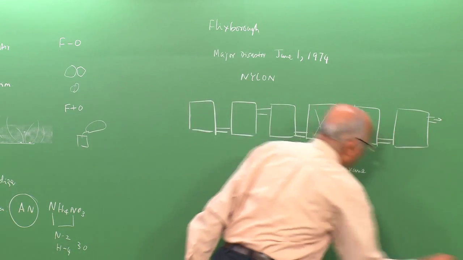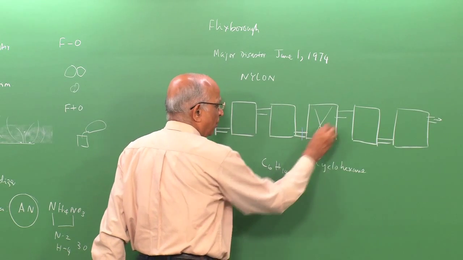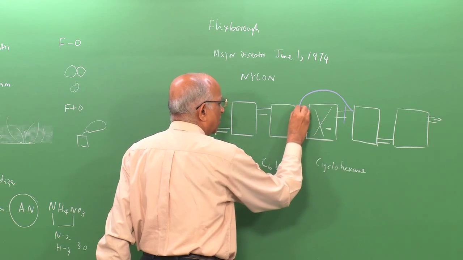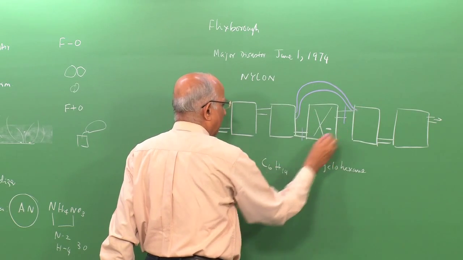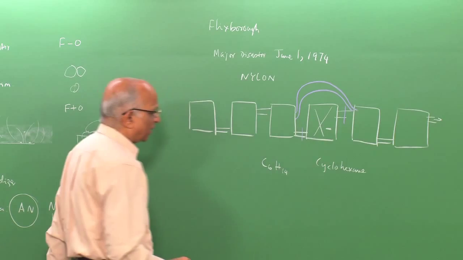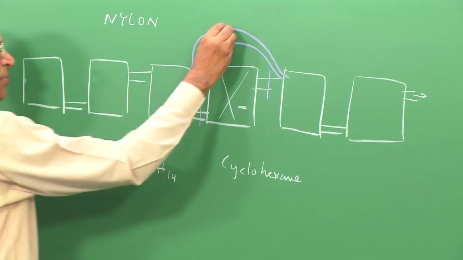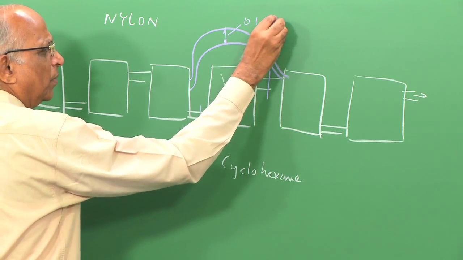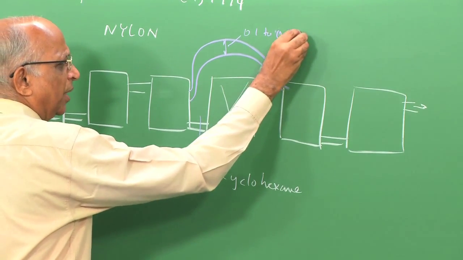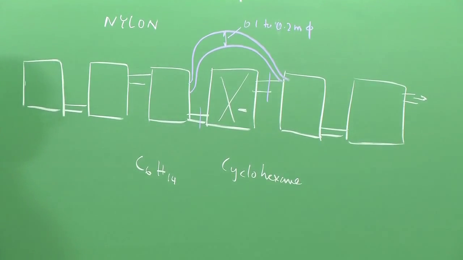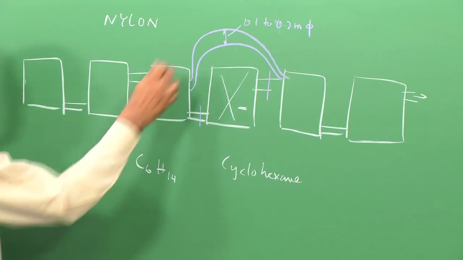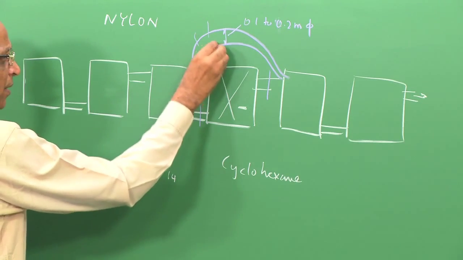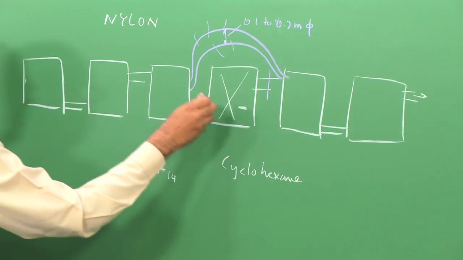Therefore, what was done was, one of these reactors was shut off, and the product from this reactor was connected through a bypass line to the next reactor, that is, from the 3rd reactor it goes to the 5th reactor. This bypass line is something between 0.1 to 0.2 meter in diameter.